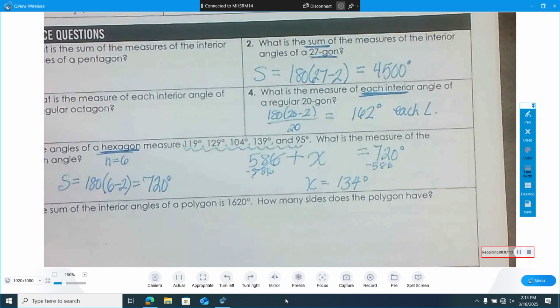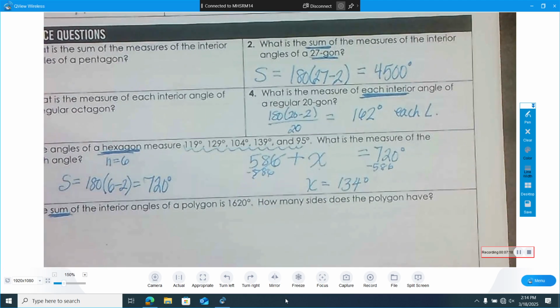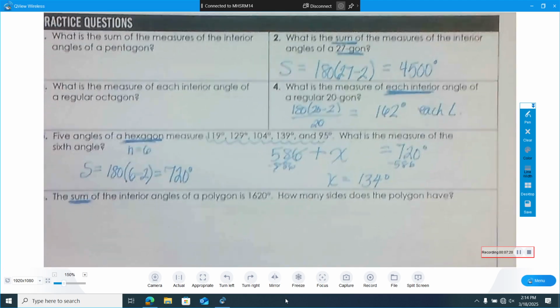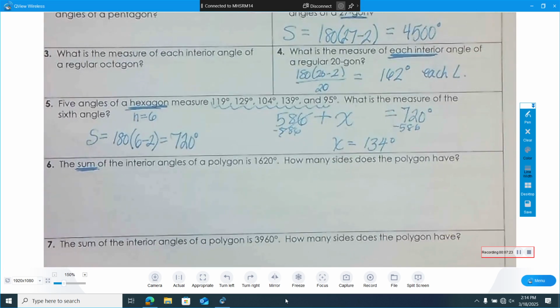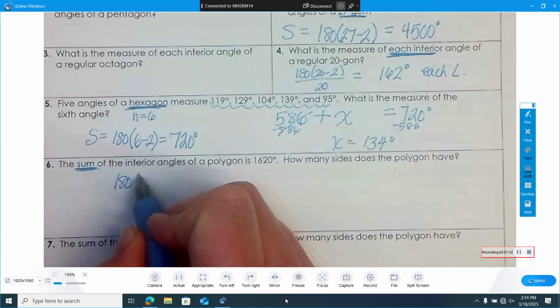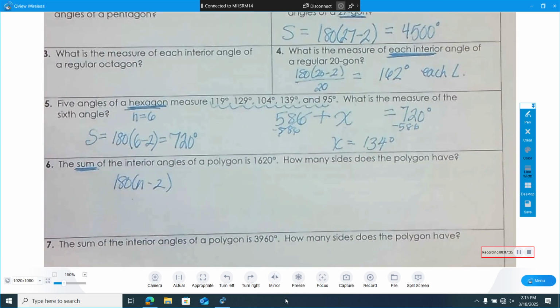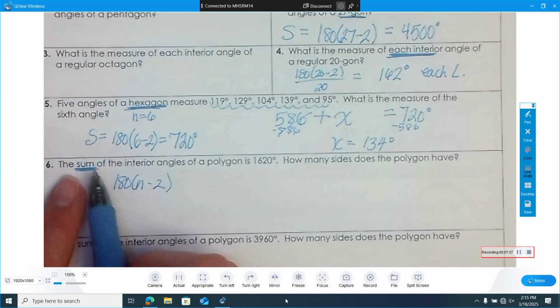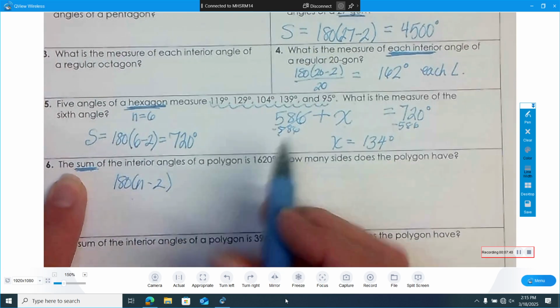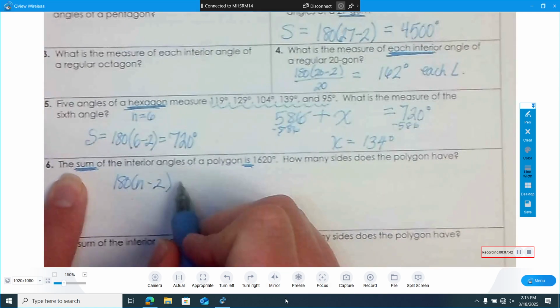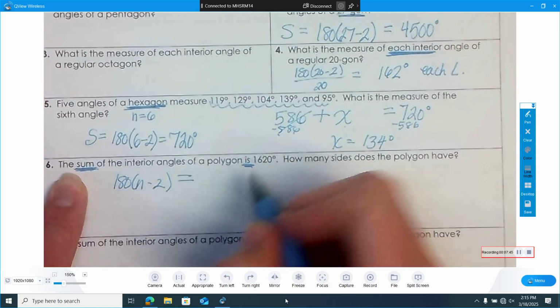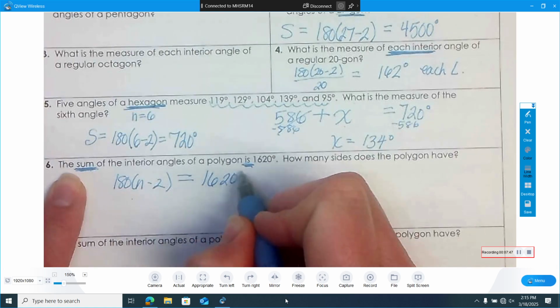Okay. All right. Ooh, this one's tricky. We're going to translate it here. The sum of the interior angles. What formula should I write down? 180 times n minus 2. That's the formula for the sum of the interior measures. So the sum of the interior angles is, what does "is" mean? Equals. "Is" means equals. Equals 1,620 degrees.